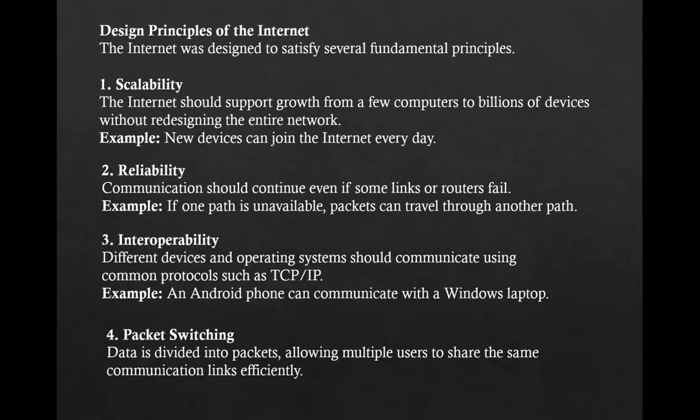Reliability. Number three is interoperability. Different devices and operating systems should communicate using a set of common protocols. Fine. So for example, an Android phone should be able to communicate with a Windows laptop. That is interoperability. Number four is packet switching. Data is always divided into packets as we have discussed in the previous sessions, allowing multiple users to share the same communication links very efficiently.